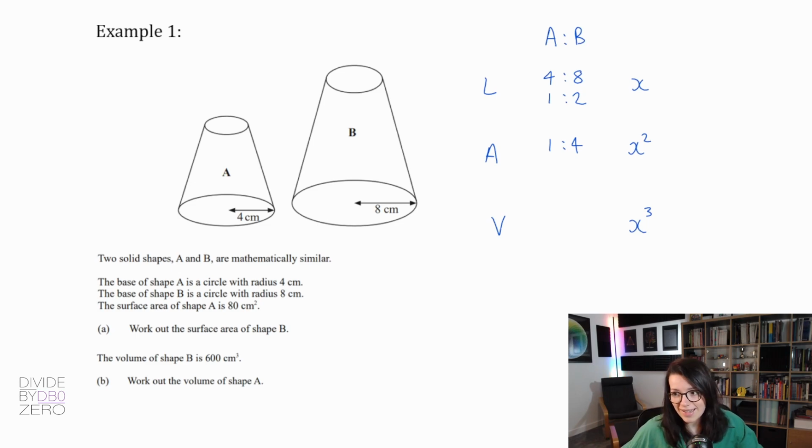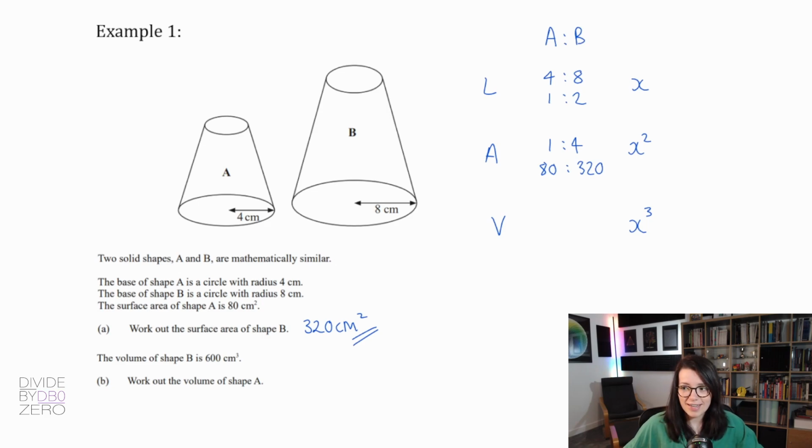So if we stick the 80 underneath the 1, because that corresponds to shape A, now all we have to do is multiply 80 by 4 to get the area of shape B. And the answer is just 320 centimeters squared. Part B then says that the volume of shape B is 600, and we've got to work out the volume of shape A. So again, looking at our template, there's nothing next to the V, which is a reminder that we haven't actually got that ratio yet.